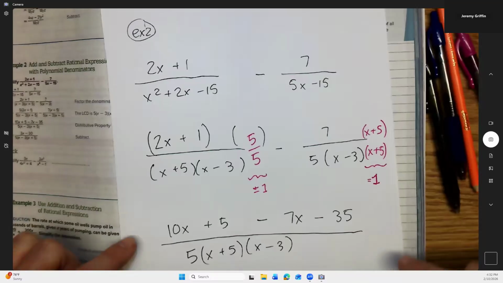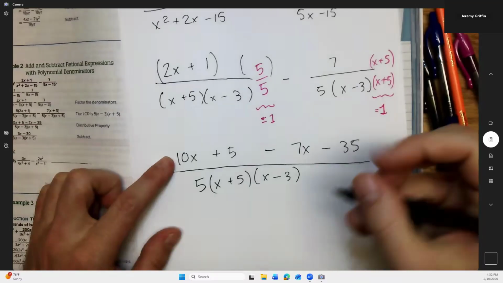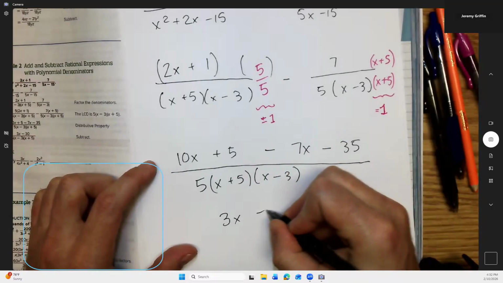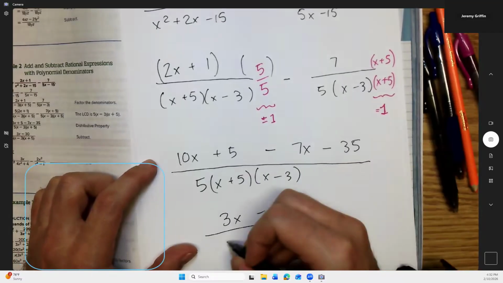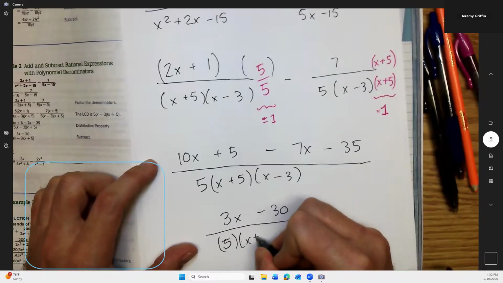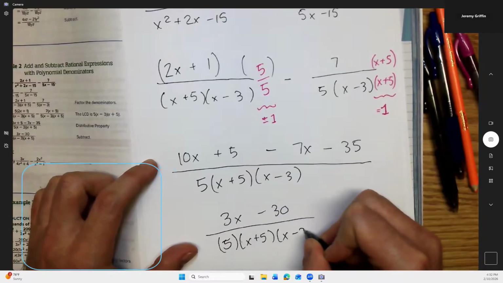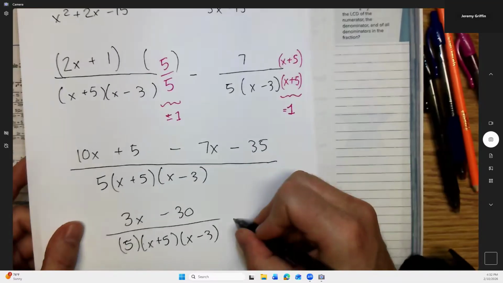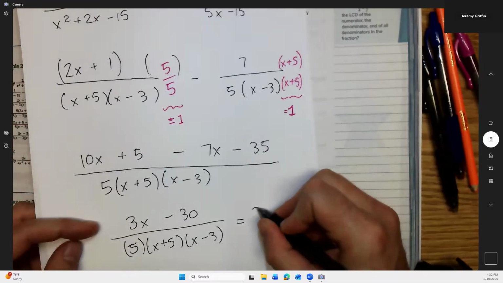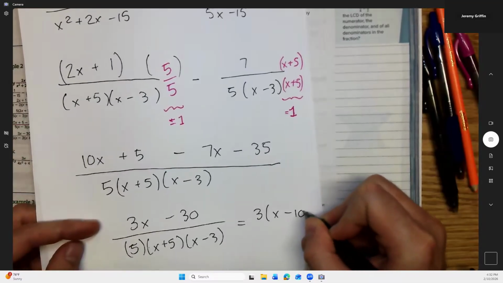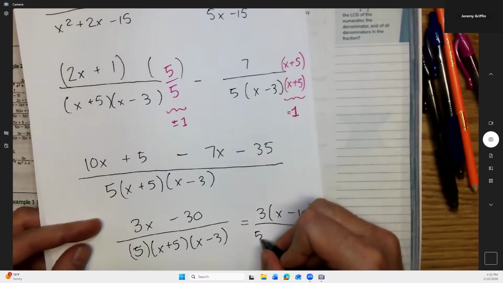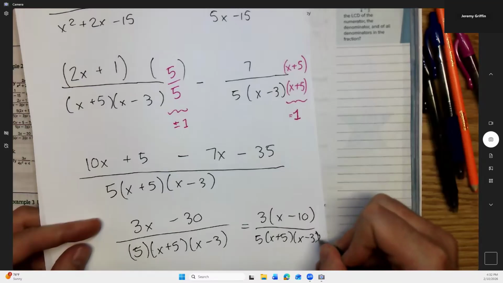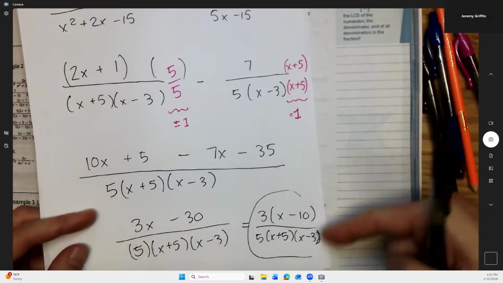So, right, let's combine my terms up here. So 10x minus 7x leaves me with 3x. Then 5 minus 35, that's like negative 30. All over 5, x plus 5, x minus 3. But there's something else I could do. I could pull a 3 out of the numerator. Actually, I'm just going to squeeze it into this corner right here. If I pull a 3 out, I can do x minus 10, but then it's not going to simplify beyond that. Same denominator, 5, x plus 5, x minus 3. So that would be a nice answer right there.